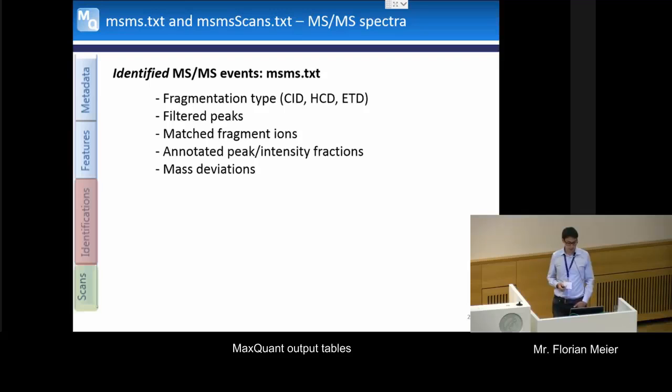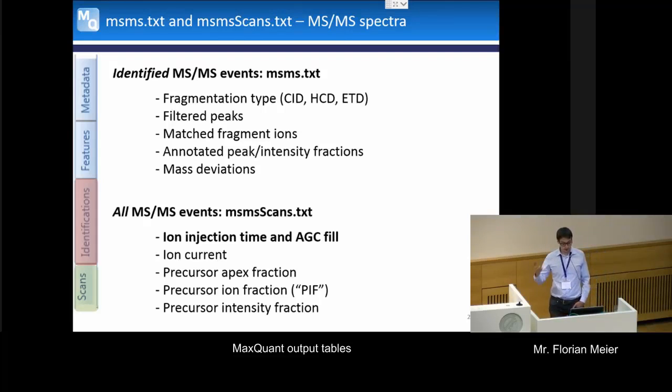As I mentioned, the MS.txt contains the identified MS events. There you have the fragmentation type that you set in your parameter groups. You get the number of filtered peaks, we'll come back to that later. You get the number of matched fragment ions in this specific spectrum. You get all the annotated peaks and also the intensity fraction, and also the mass deviation for every single fragment in this experiment.